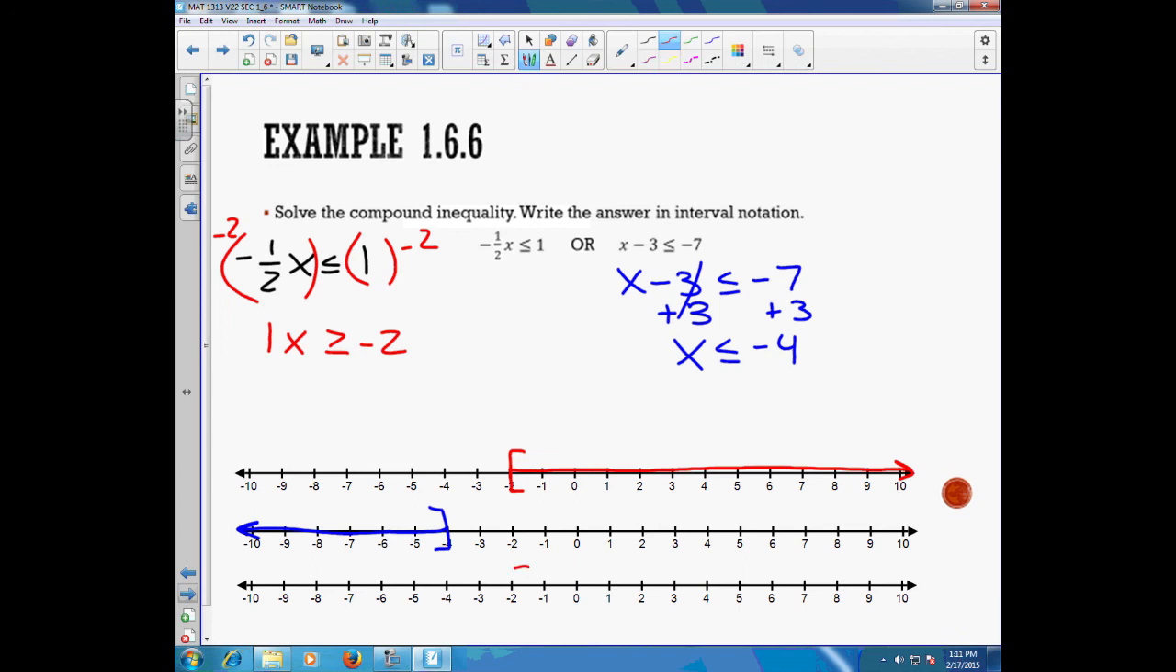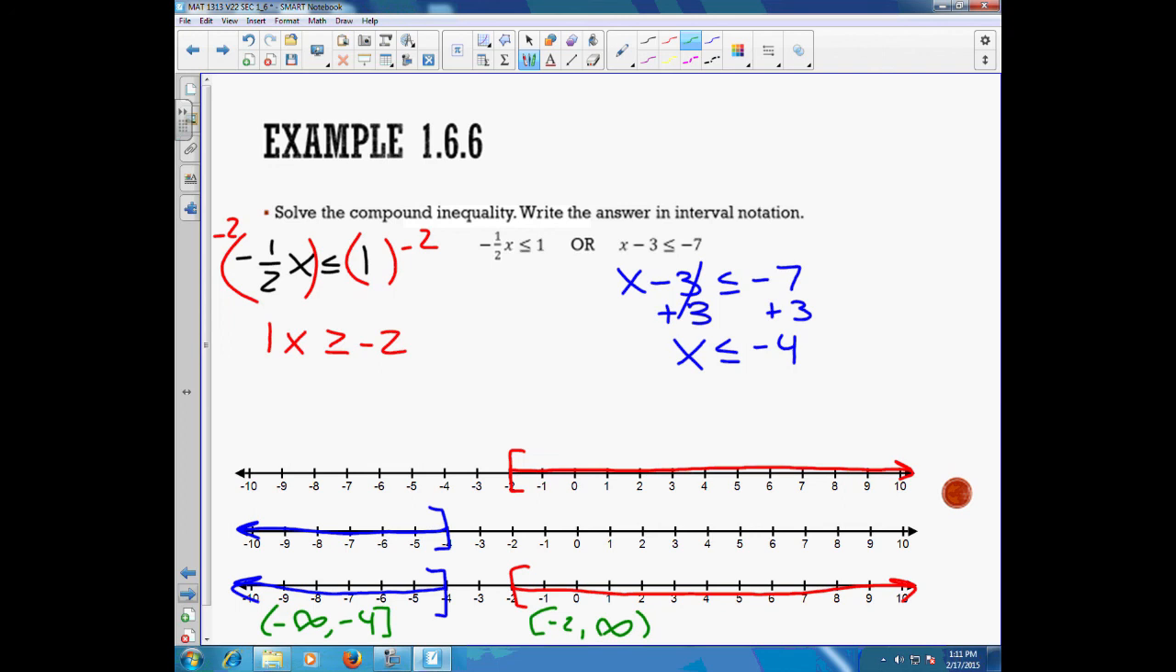Now, once again, let's write both lines on the bottom line. But because this is an OR problem, we're not looking for where the lines overlap. When we deal with an OR problem, we're only looking for parts of the line that are shaded. Anything that's shaded is part of the answer. So what we have is two sets of numbers. On the left, we have minus infinity to negative 4 with a bracket. On the right, we have negative 2 to positive infinity. Those are both of our solution sets.